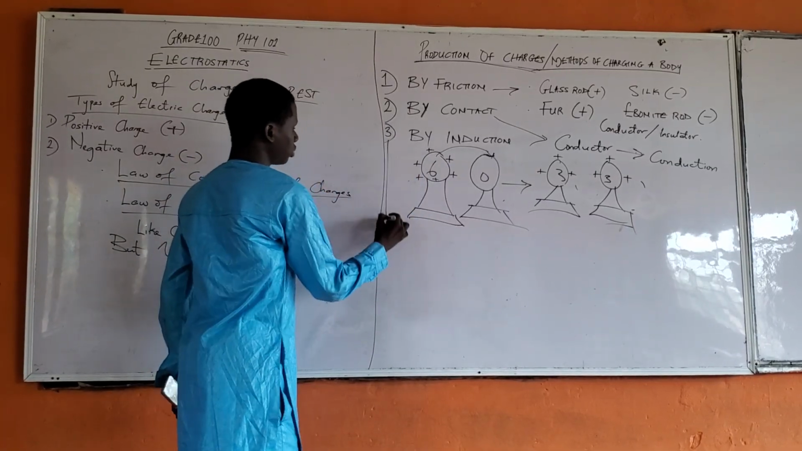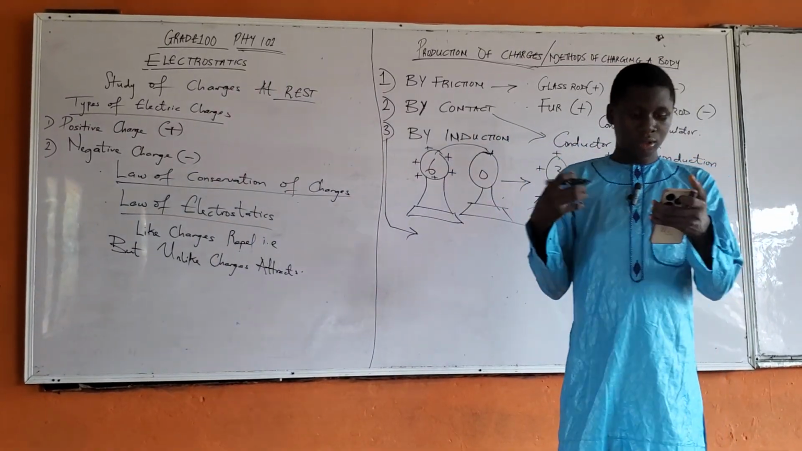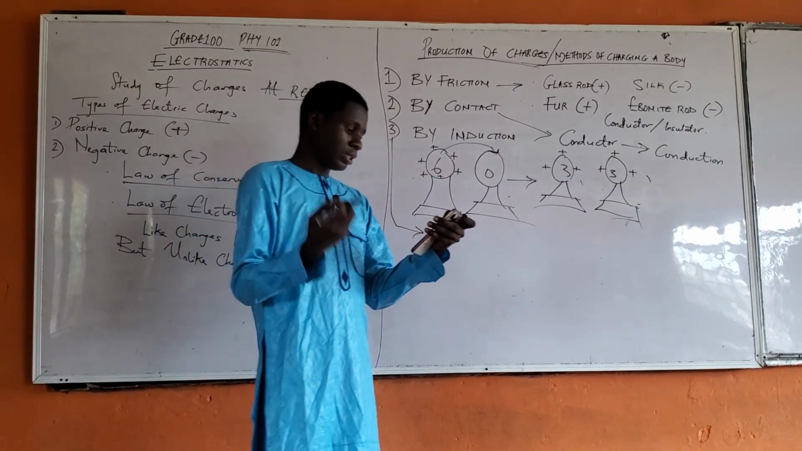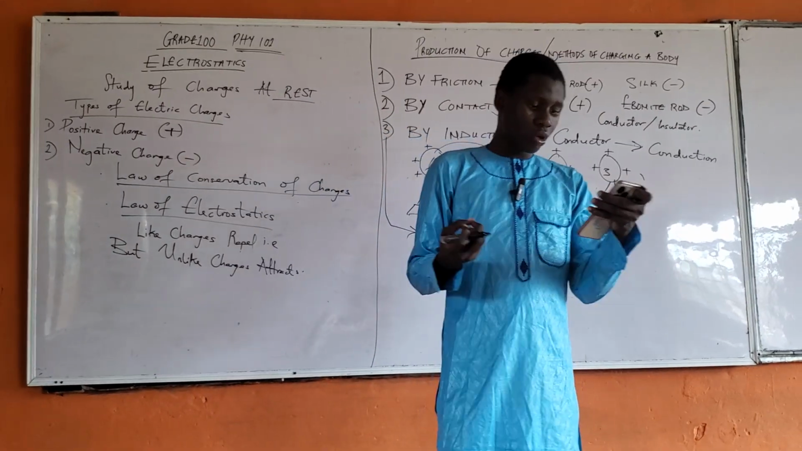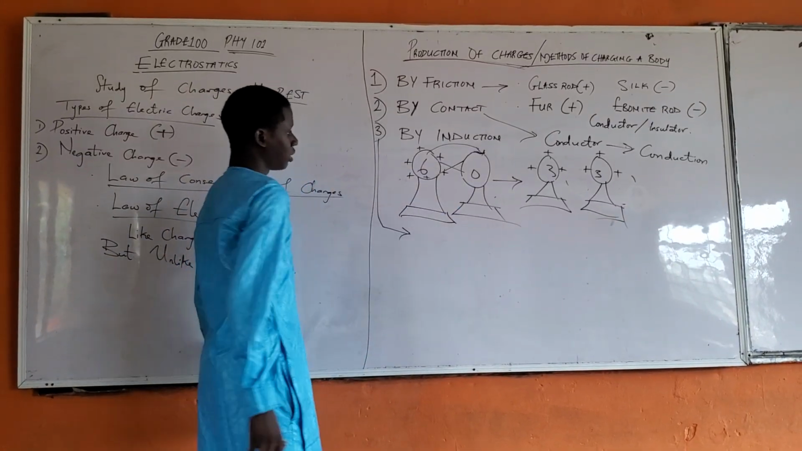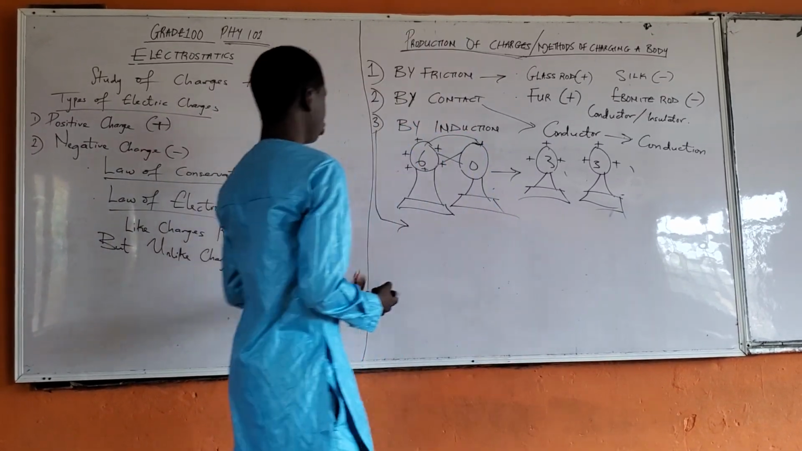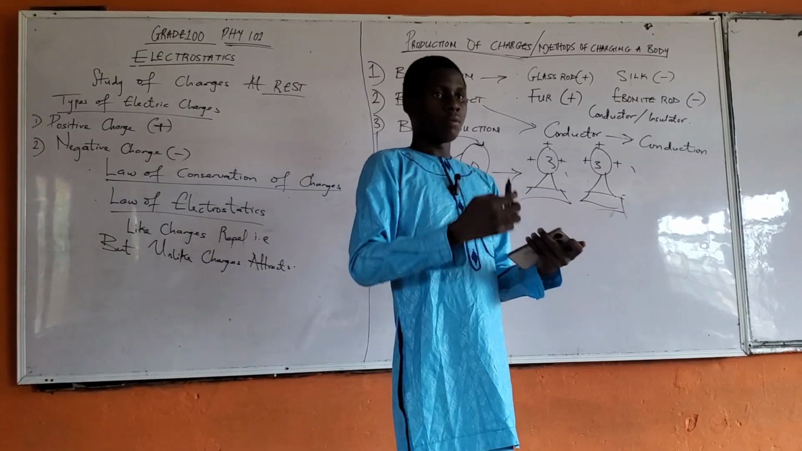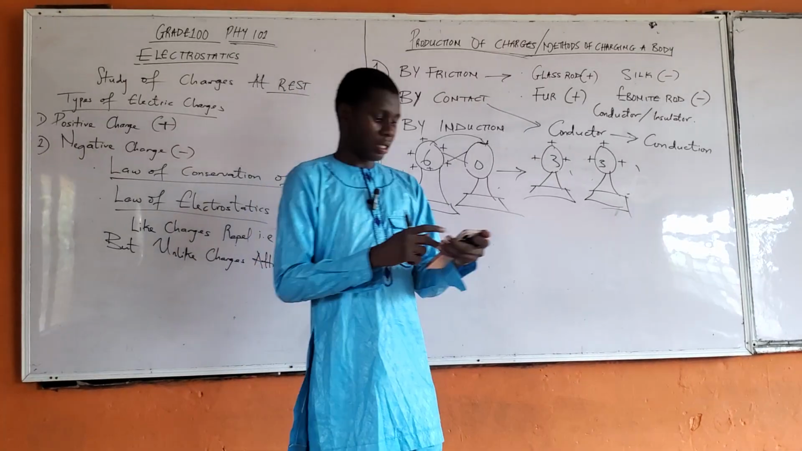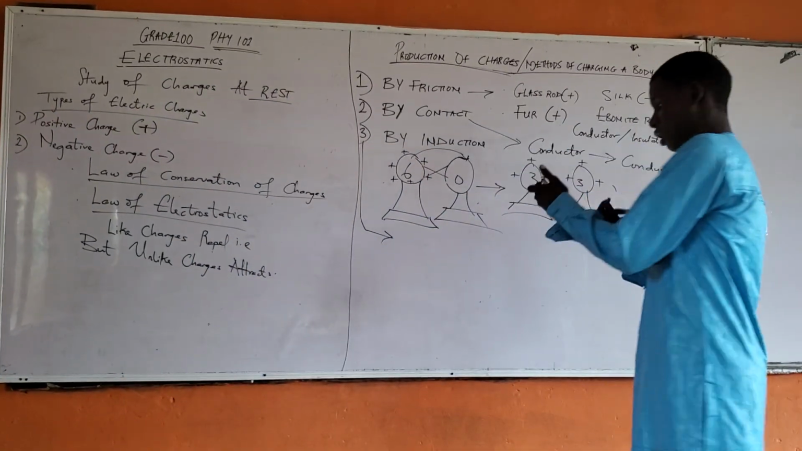Now the last one is by induction. Induction is simply the method of charging a neutral body by bringing a charged conductor near it without contact between the two conductors. For charging by contact there is actually a contact, but for induction there is no contact. By induction, there will be a transfer of charges from a charged body to a neutral body, and the process uses the concept of electricity. So that's just the concept there. Now that's all about it.